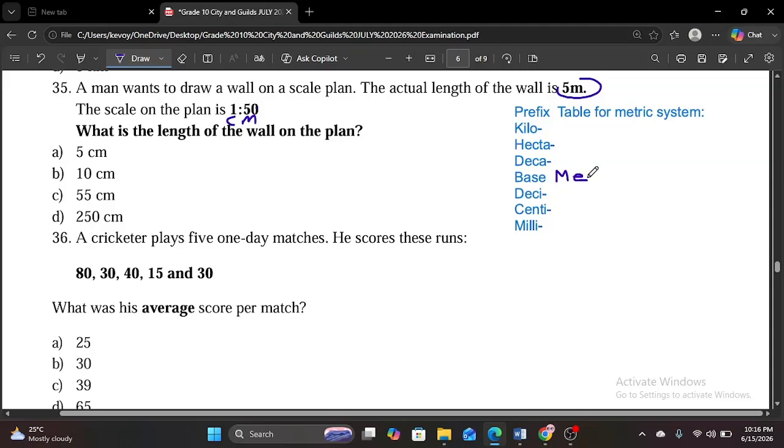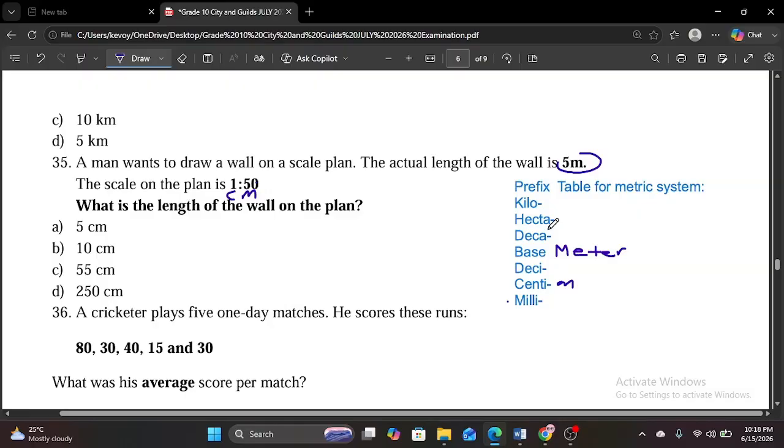So right at the base, the meter will come right here, and your centimeter would be about right here. All right, so this is my prefix table. My prefix table helps me determine how many units I would have to move from one unit to the next. So I go from largest to smallest right here.